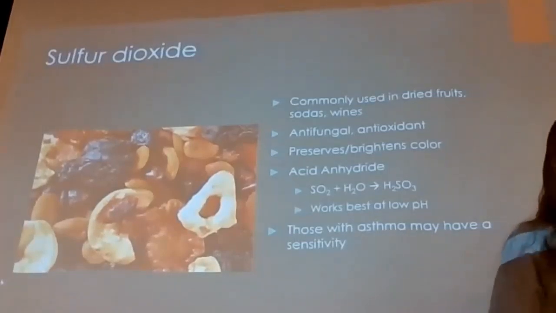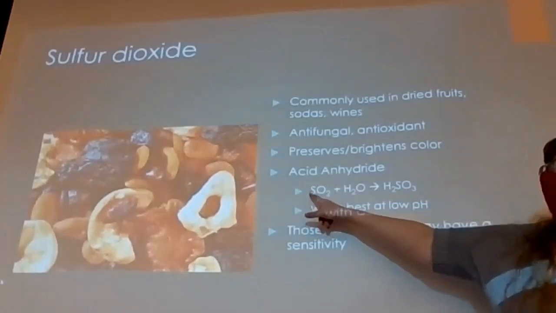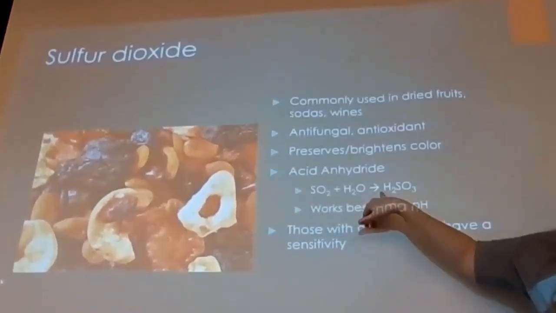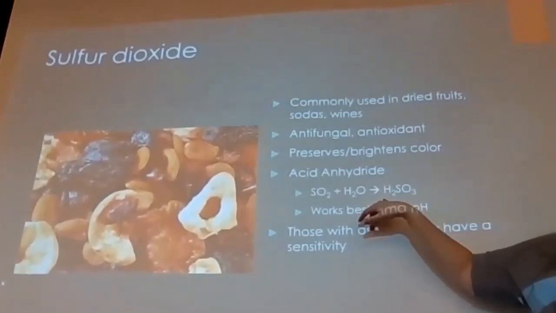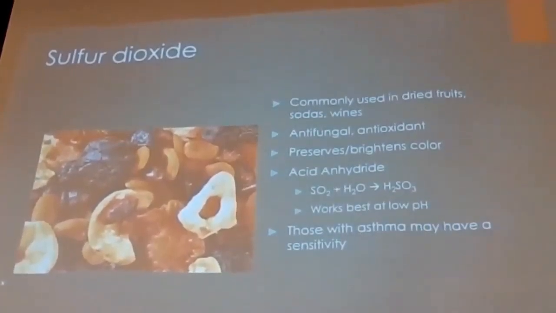To connect back to chapter 4, this is an acid anhydride. We said metal oxides, when mixed with water, form bases. Sulfur is a non-metal. Non-metal oxides mixed with water are going to form acids. And we can tell this is an acid because we have that hydrogen out front. Okay.